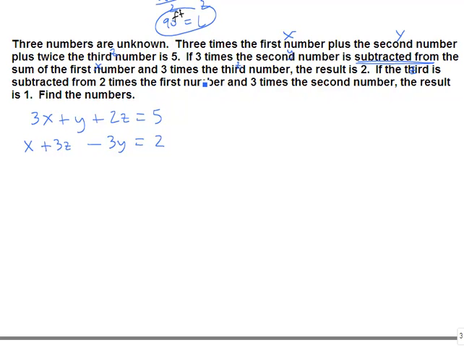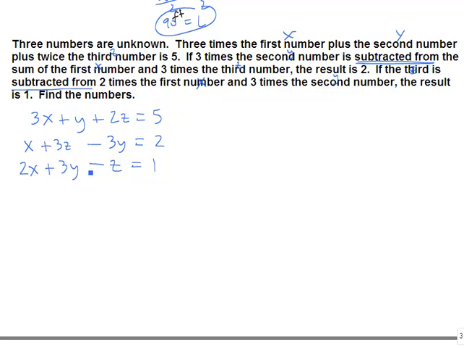Now for the last sentence, if the third, remember that was our z, is subtracted from 2 times the first, that was our x, and 3 times the second, that was our y, the result is 1. Okay, so the third is subtracted from, so put your minus sign because we saw that word subtracted from, and the third is getting subtracted away, so minus z, and it's getting subtracted away from 2 times the first, 2x, and 3 times the second, 3y, and the result is 1. So here is our 3 by 3 system.